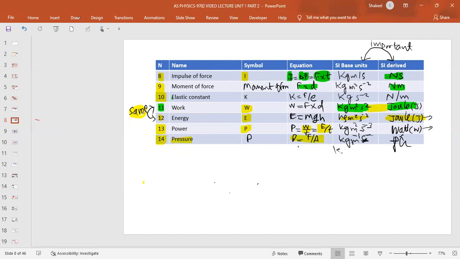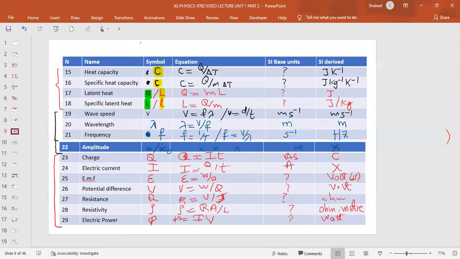So what I have done is I have just written the names of the quantities, then their symbol, then their equation, their SI base unit, and their SI derived unit. And as this is from O level, I hope that you are getting the concept. Okay, then moving on to the next quantities, which is from thermal physics, heat capacity. It is C, which is Q by delta T, where Q is the heat energy.